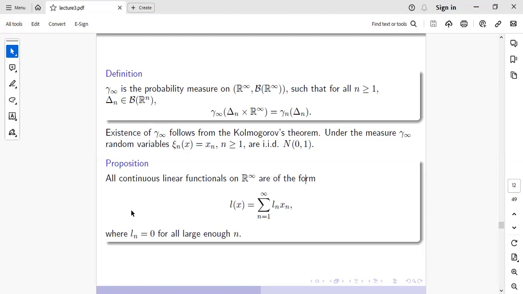Let's find all continuous linear functionals on R infinity. In fact, all continuous linear functionals have such a representation. The action of the functional on the sequence is the sum of some coefficients times the components of this sequence. And moreover, for all large enough n, the coefficients Ln are equal to 0. In particular, for every sequence, this sum makes sense.